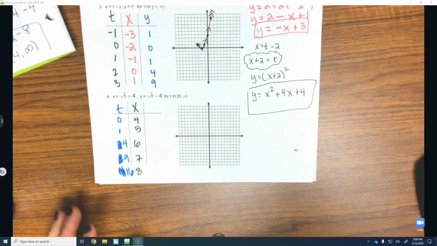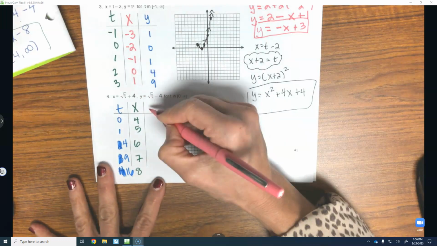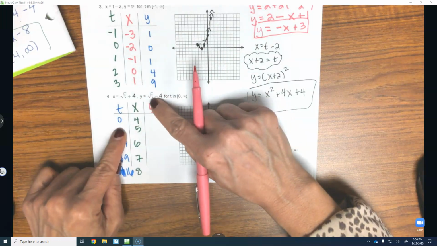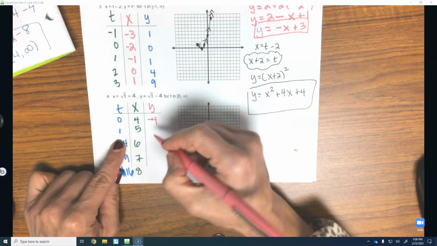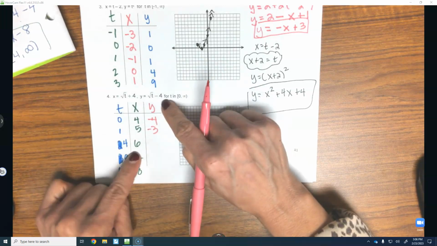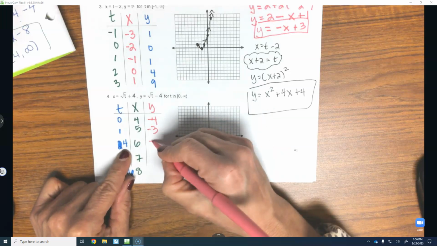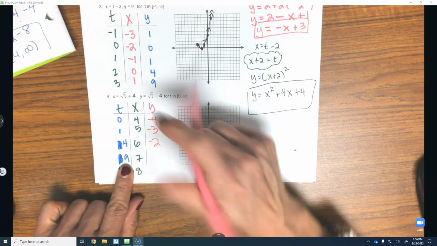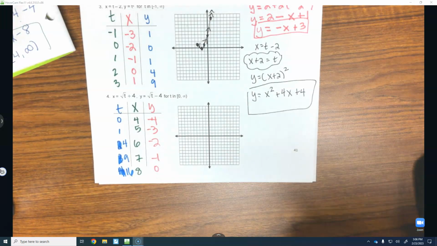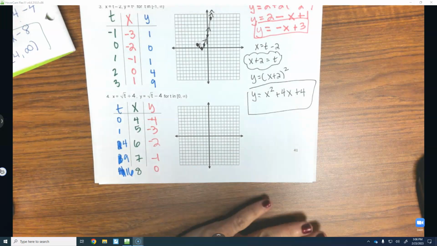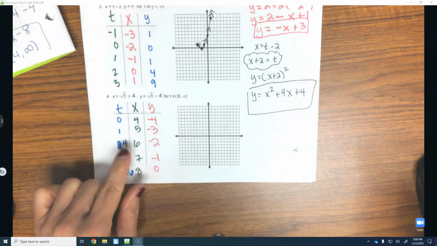All right, let's do it all over again for the letter y. All right, here we go. That's going to be 0 minus 4. This is going to be 1 minus 4. That is going to be 2 minus 4. 3 minus 4. And then, of course, 4 minus 4 is going to give us 0. Okay. Let's go ahead and plot this and take a look at what's going on here.